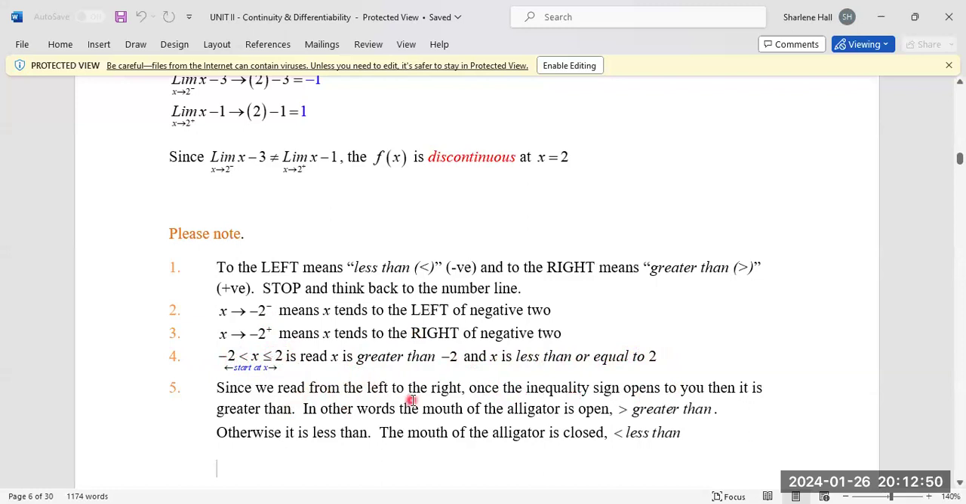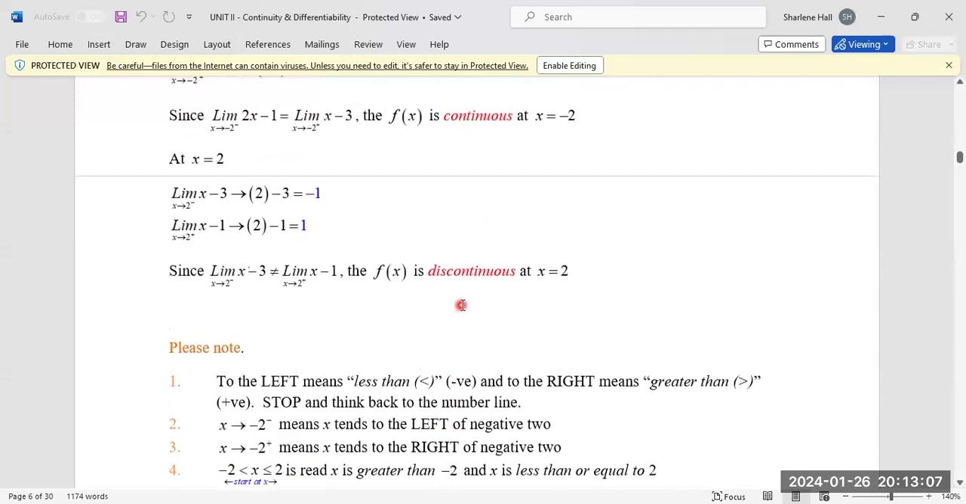And then since we read from left to right, once the inequality sign is open to you, then it is greater than. In other words, the mouth of the alligator is open. Otherwise, it's going to be less than, the mouth of the alligator is closed. Write it yourself. Right? So those are some things that I want you to note.